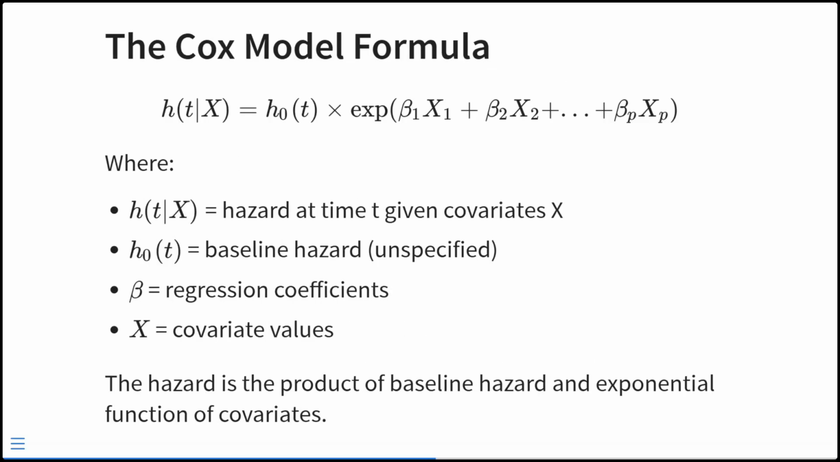So we have this formula. You can see it's similar to the regression formula except for this particular exponential, and instead of the intercept, we have the baseline hazard multiplied by the exponential of the coefficients with their predictors. This is the hazard at time t, given this particular covariate. We have the baseline hazard, the regression coefficients, and the covariate values. So the hazard is the product of the baseline hazard and an exponential function of covariates.